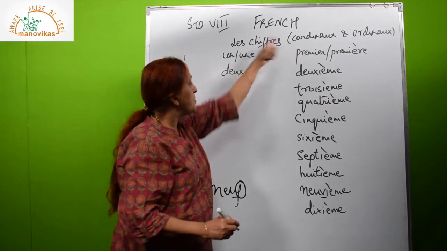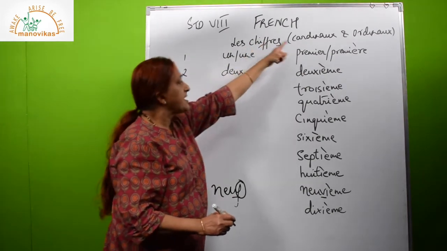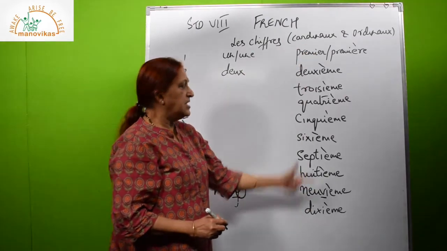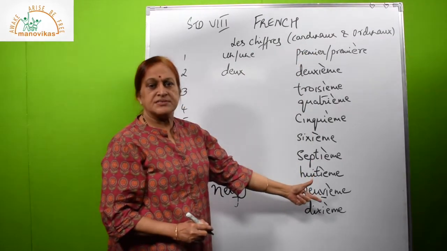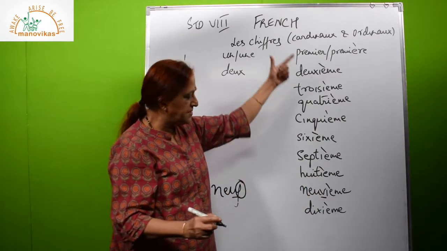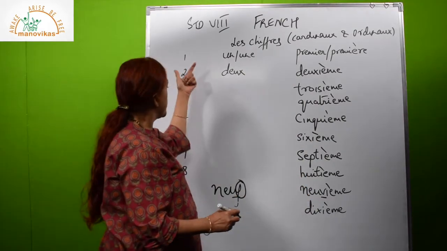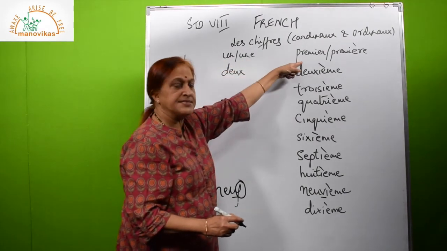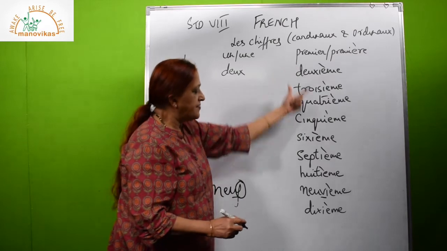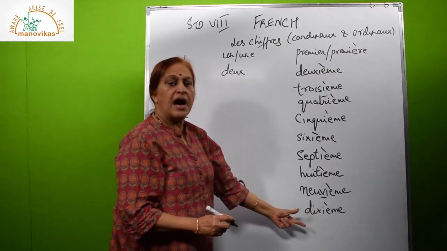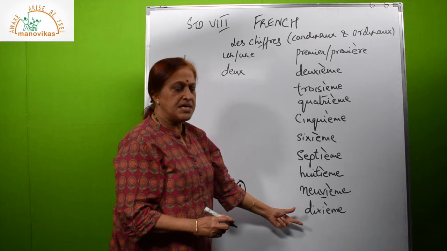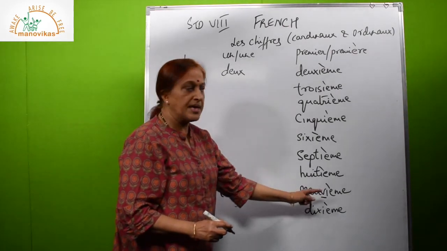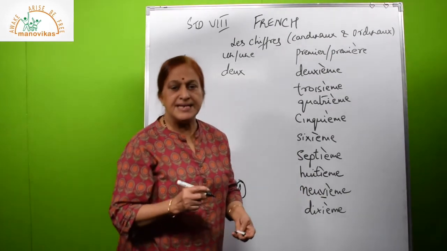So cardinaux, les chiffres. Chiffres means digits. Cardinaux is cardinal numbers. Ordinaux is ordinal numbers. It's there in your textbook. On some page it will be there, but it's better you learn it this way. So you can copy this. Un for masculine, une for feminine. Premier for masculine, première for feminine. The remaining are all I, E, grave, M, E. Except for neuf, the F becomes V. Okay? So we will go on to lessons now.